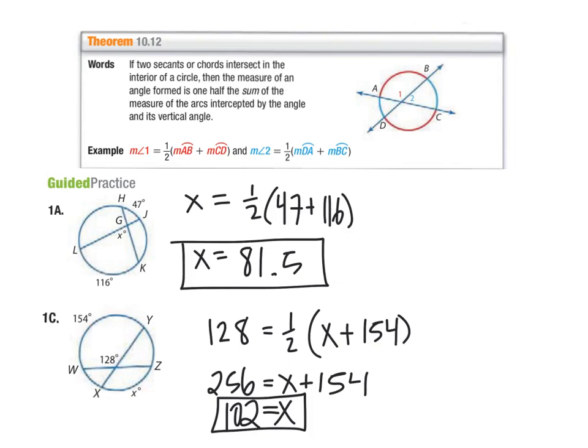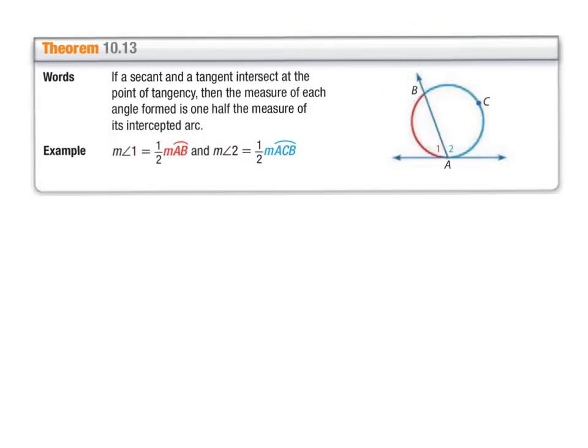We have one more theorem for today. In this theorem here, we have 2 lines that are intersecting each other. One of the lines is a secant line. That's going to be this line right here. This is a secant line. And the other line is a tangent line. Remember, to be tangent, it has to touch the outside of the circle in exactly 1 point. If you have those 2 lines intersecting each other, the secant line and the tangent line, something very unique happens.